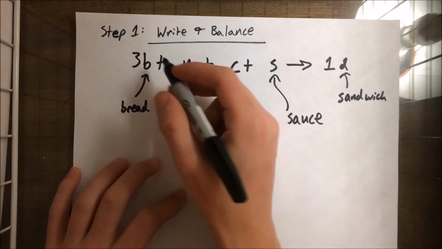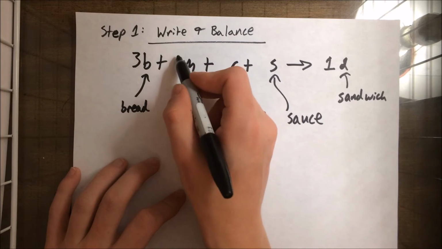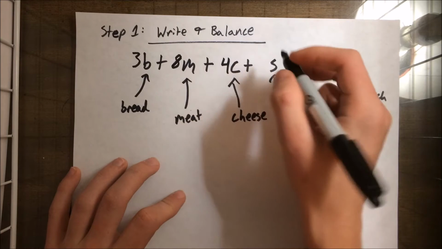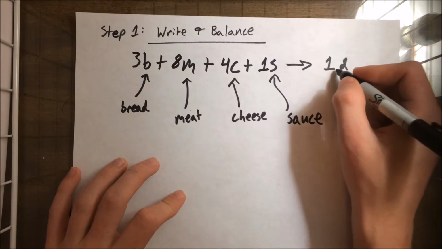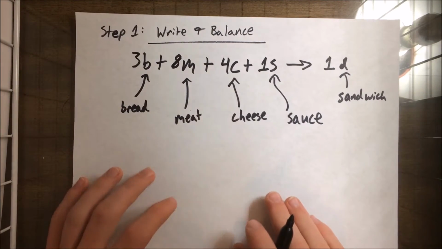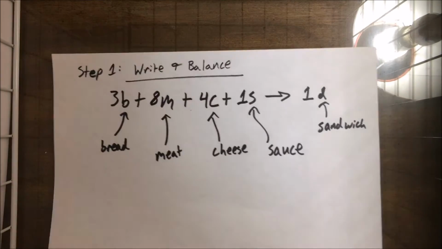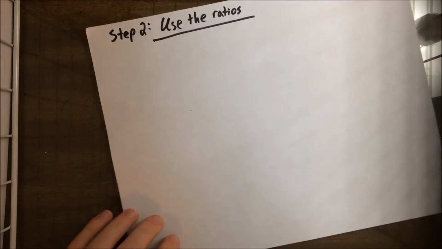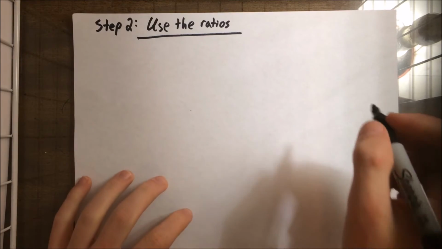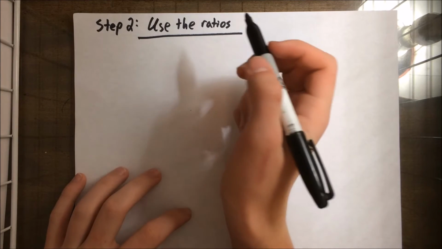Okay, so we need 3 bread. To balance this, we need 3 bread, 8 meat, 4 cheese, and 1 sauce to get 1 sandwich. Then step 2 is to use these ratios to get the number of sandwiches we can make.